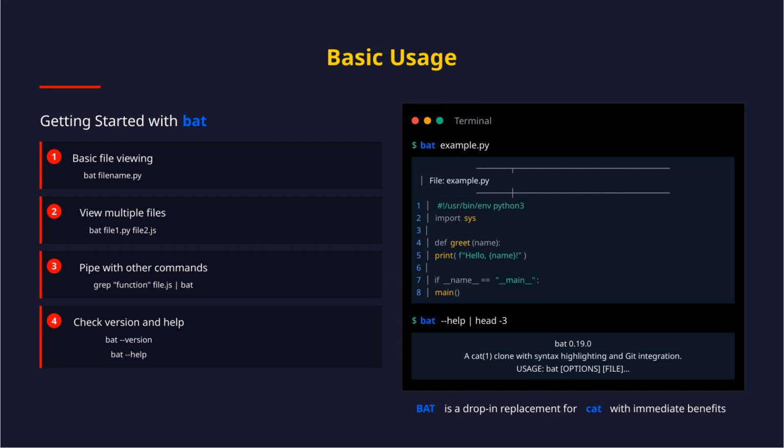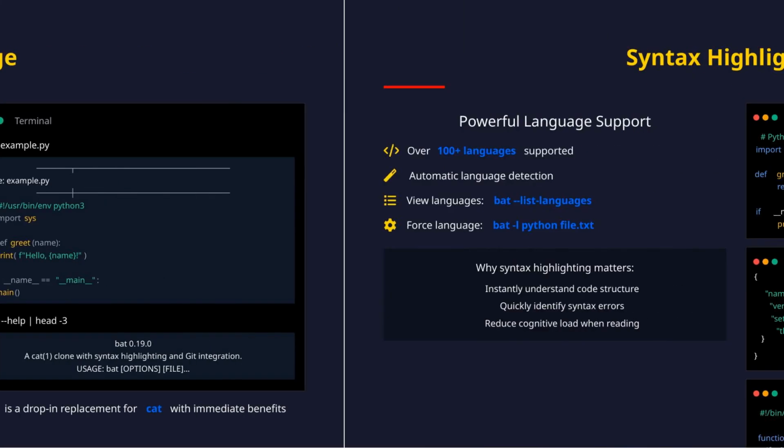It's like the code just comes alive. And see those line numbers on the left? Super helpful when you're debugging or when someone's telling you to look at line 42 in a code review. You can also view multiple files at once, just like with cat. bat file1.py file2.js, and it'll show you both files with proper syntax highlighting for each one.